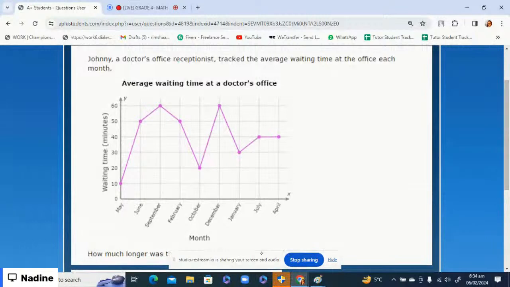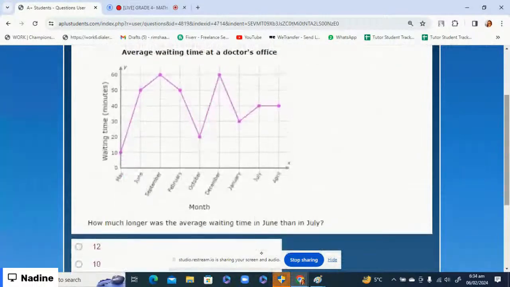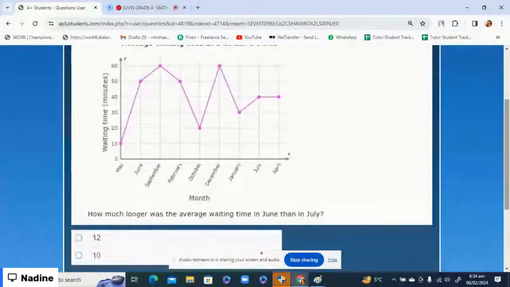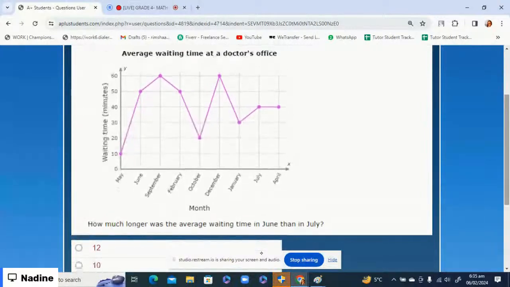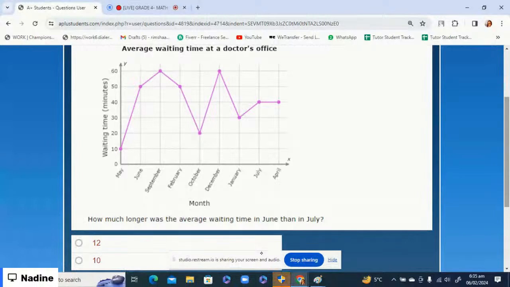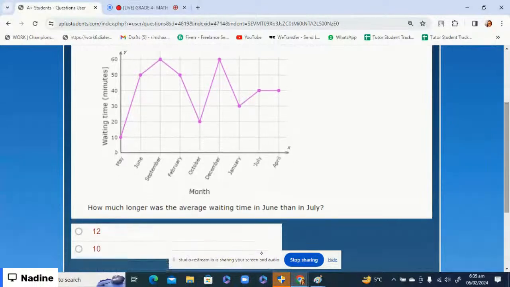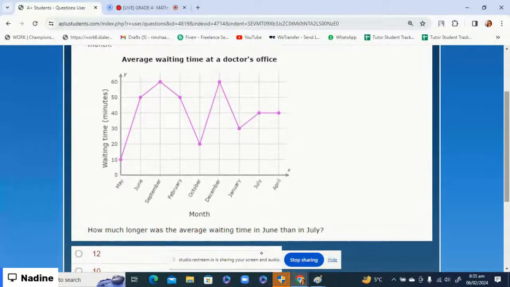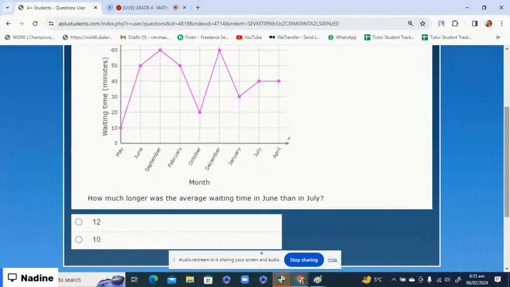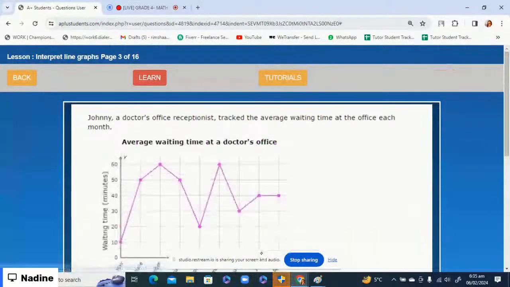First for June. June is 50 and July is 40. And they're saying to check how much longer was the average waiting time in June than in July. One is 50 and the other one is 40. So which one is greater? The difference is 10 basically. Then we can say that this is the answer.